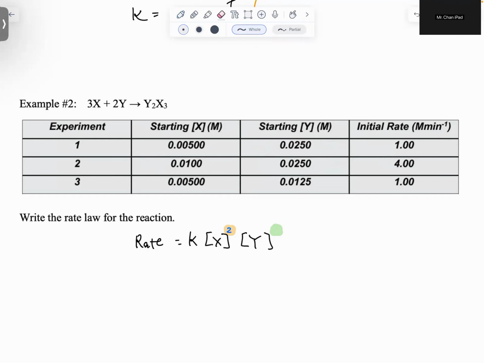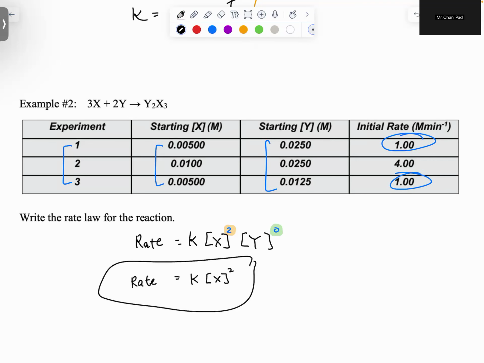To find out the exponents for y, we would choose 1 and 3, right? This is what? Halved? Yes, it's halved. And the rate? Not changed. Zero order. No change when the concentration is changing. The rate is not changed when the concentration is changing. So that means your final outcome is just that rate is equal to k times x squared. Okay?